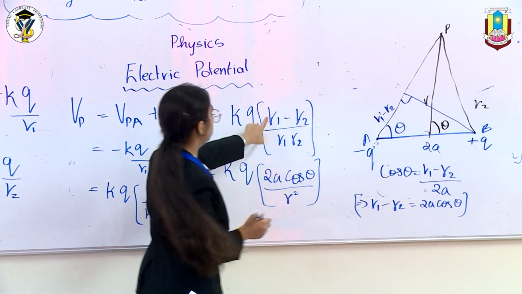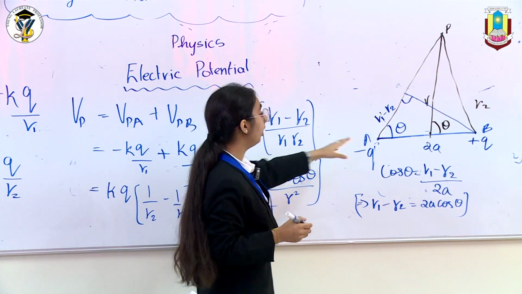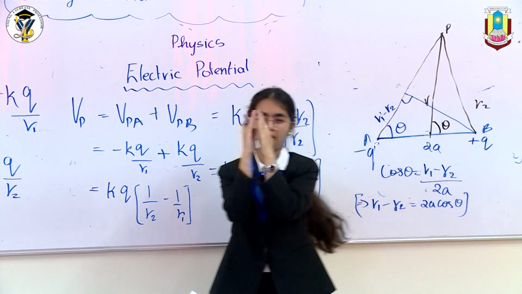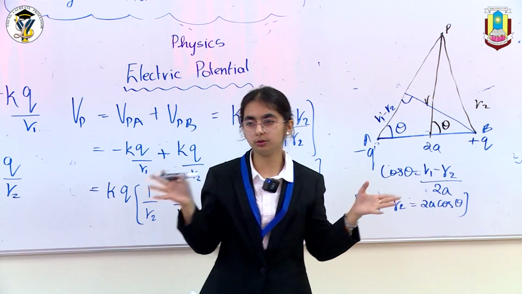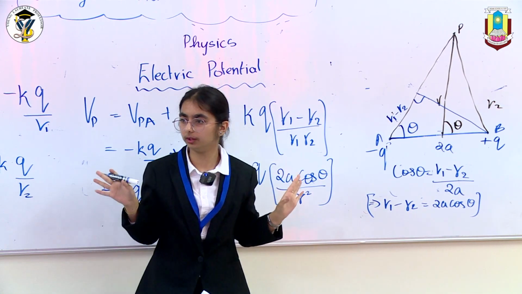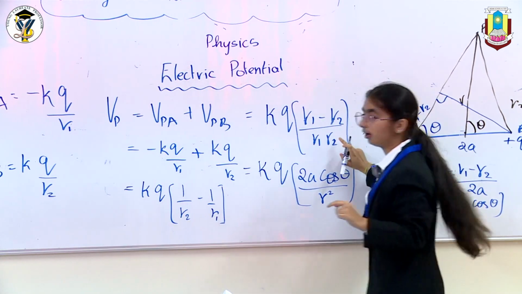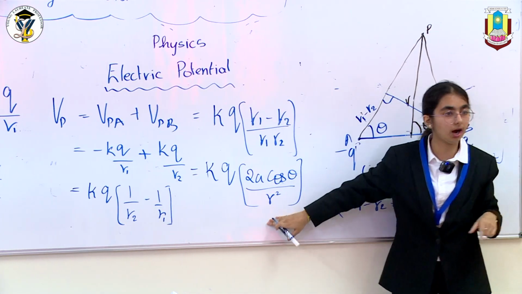which we apply here. Now I told you that it's a very short dipole. So since it's a very short dipole, r1 and r2 become approximately equal, so we use r only. That's why we are taking r1 into r2 as r square.